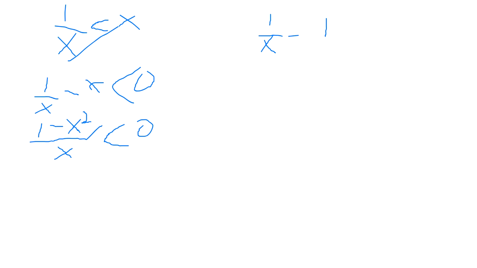And once you have got this, then we factorize. So the top, if you factorize, what are you going to get? It's the difference of two squares, 1 minus x squared. So we can factorize it to be what? 1 minus x, 1 plus x, all over x.